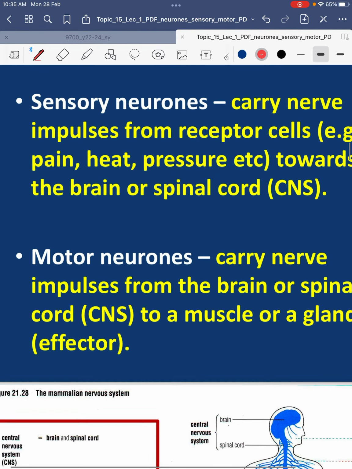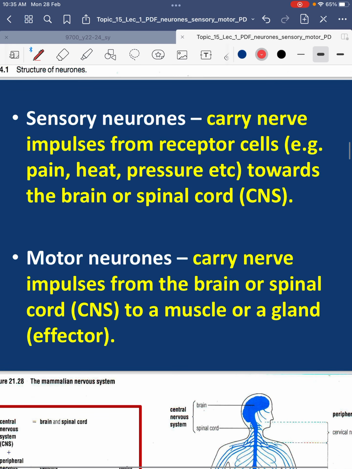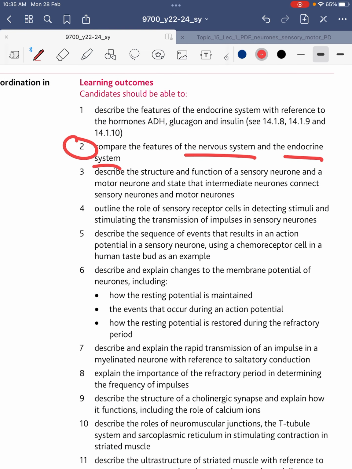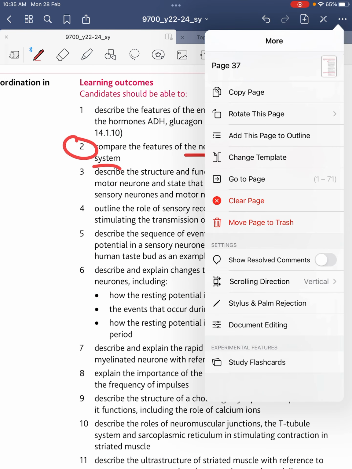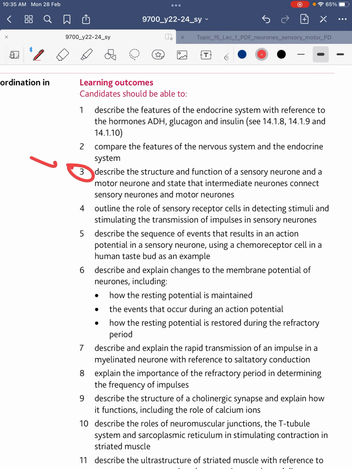Right, so let's learn the names. So now we're actually moving into the third learning objective: describe the structure and function of sensory neuron, motor neuron, and intermediate neurons.